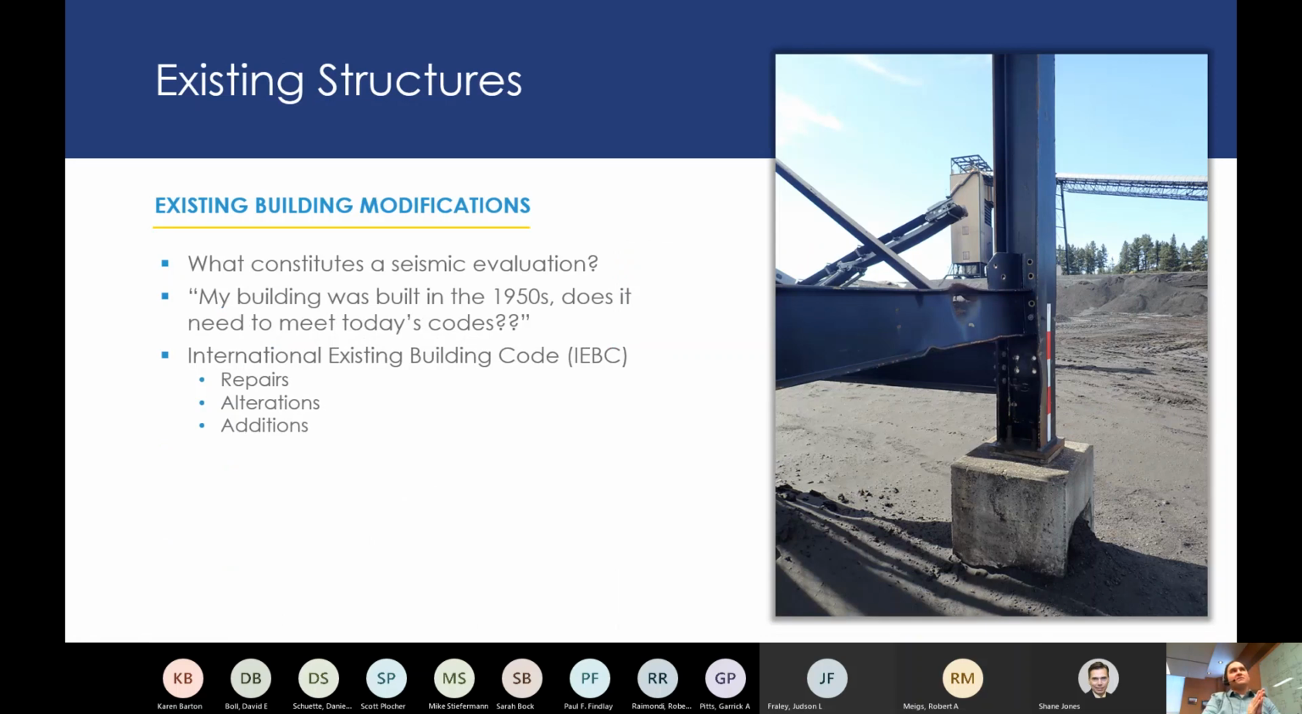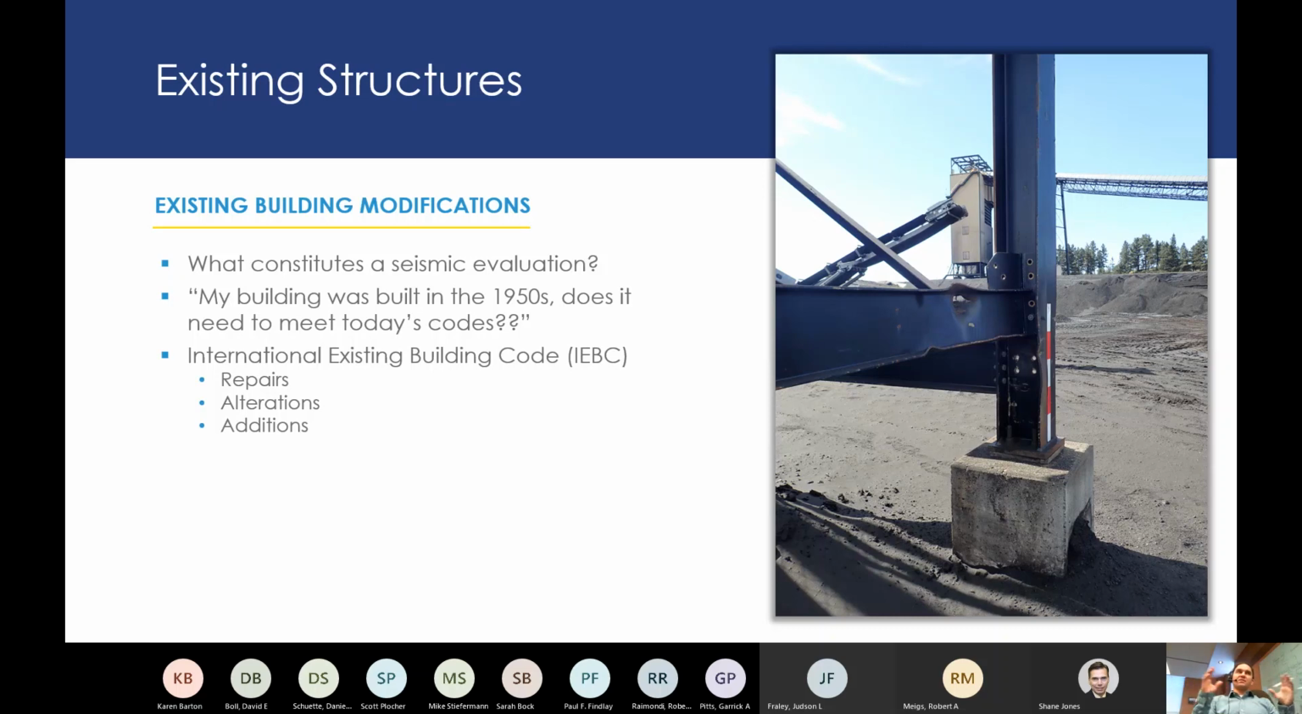Existing structures, existing building modifications. There's the question: what constitutes a seismic evaluation? If your building was built, say, in the 1950s, does it really need to meet today's codes if you touch it? The answer is not necessarily. We go to the International Existing Building Code, the IEBC, and they define it in 3 major categories: repairs, alterations, and additions. Repairs are just that, repairing something that's damaged. Alterations is altering something within the existing footprint, and additions is adding to the footprint of the building.